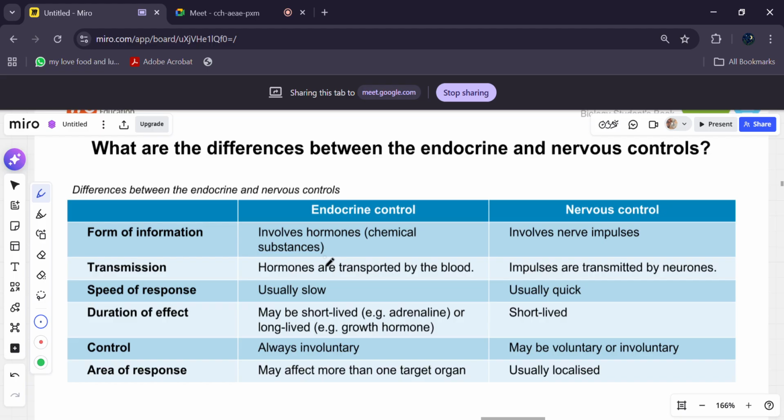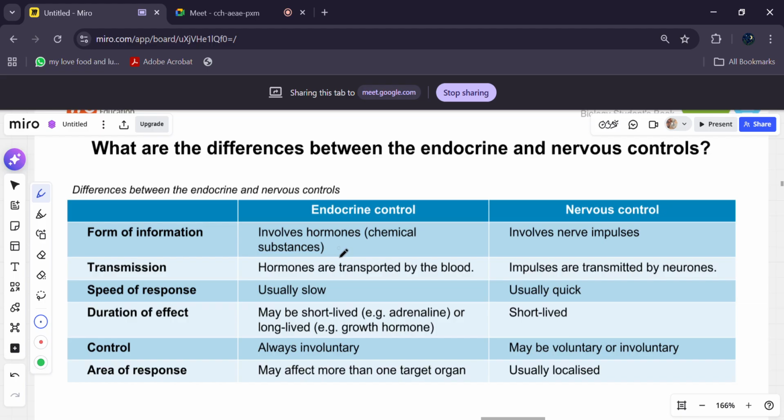It only happens when we are angry, nervous, anxious, or afraid. However, long-lived effects are permanent changes to our body, like the growth hormone. Once you start increasing in size, you cannot go back and decrease in size. Those are the types of permanent changes that hormones create.